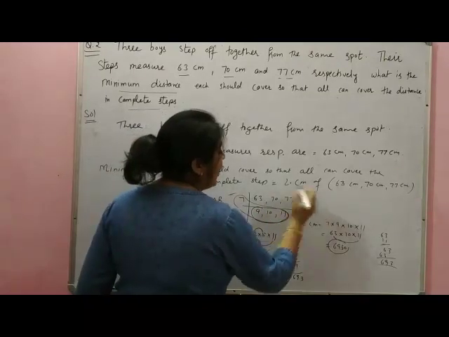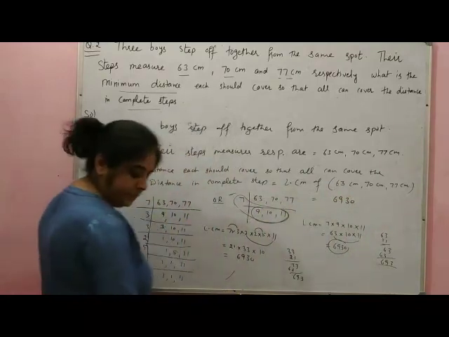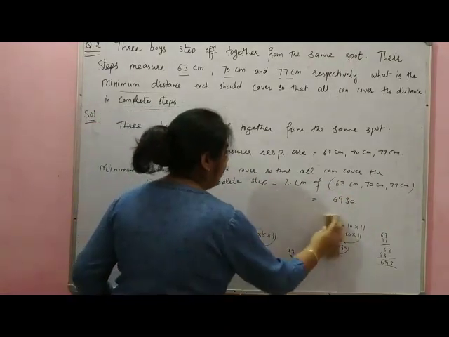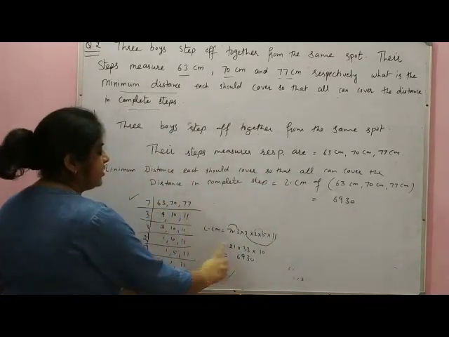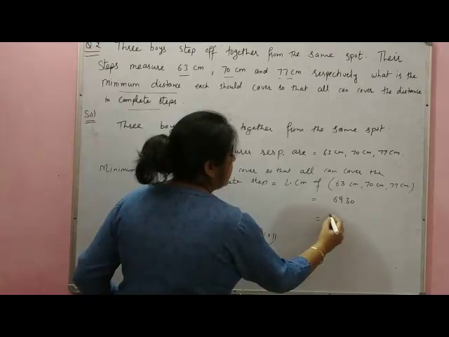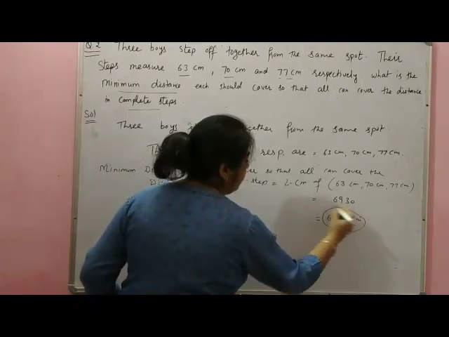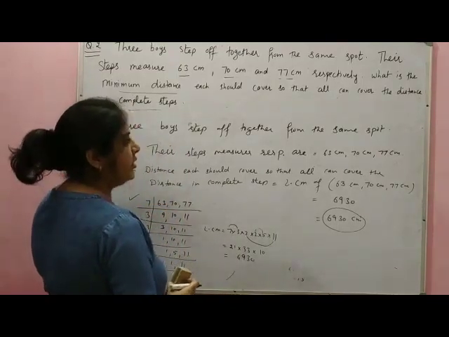So what is the LCM of all three numbers? 6930. So we just go with this. I'm just telling the way only. So we have found the LCM is 6930. So 6930 centimeter is the minimum distance each will cover in complete steps.